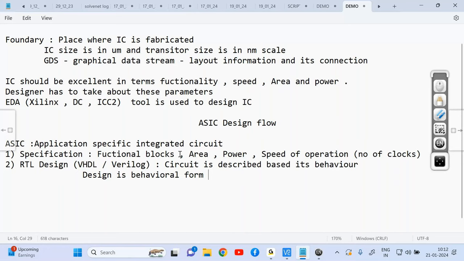So RTL coding, right? It is in the behavioral form. This behavioral form your foundry can't understand. So this behavioral form you have to convert into gate level form. But after RTL coding, there is some team that will come into the picture, right? Like a functional verification team.